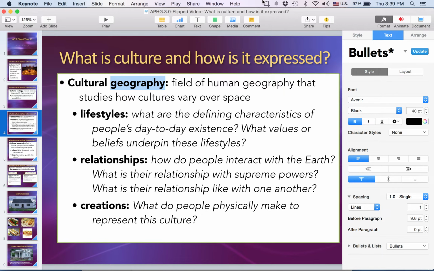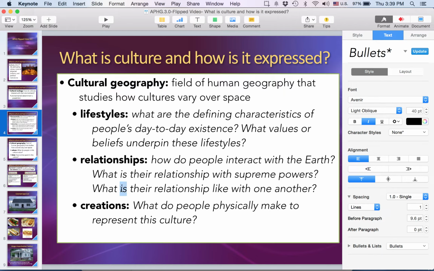So on the left-hand side of your notes, let's put lifestyles, because we're going to break down all the different components of how human geographers study how cultures vary over space. Human geographers look at people's lifestyles. What are the defining characteristics of people's day-to-day existence? How do they spend their time? Who do they spend their time with? Is it communal? Is it individual? Why do people spend most of their day in religious settings? Are food rituals significant? The actual way in which people live, how they transport themselves over places, does that have significance? Are there specific values or beliefs that really dictate how people live?